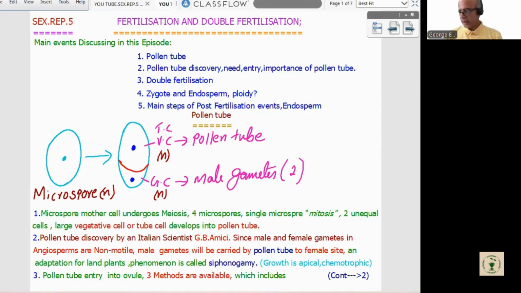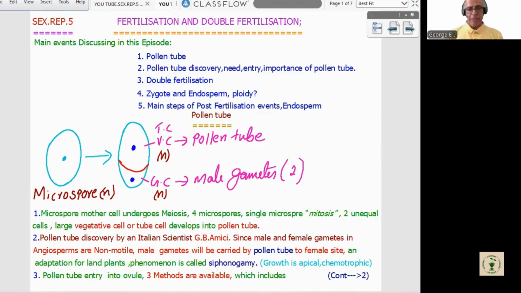So we can start with the pollen tube. Microspore mother cells undergo meiosis. Four microspores will be formed. When we take a single microspore, it will undergo mitosis. Two unequal cells will be formed. One is a large vegetative cell, the other is a small generative cell. The large vegetative cell or tube cell develops into the pollen tube. So that is the basic starting point of the pollen tube. It starts with the vegetative cell or tube cell.